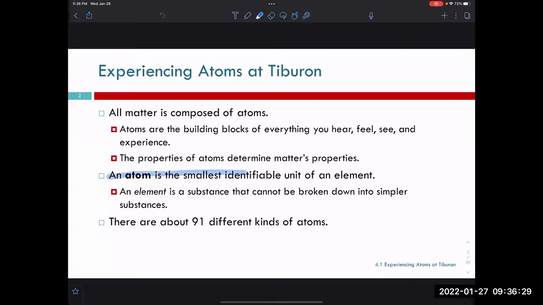So there's going to be a lot of concepts here at the beginning, and I'll try to highlight the things that are the most important. So atom is the smallest identifiable unit of an element.